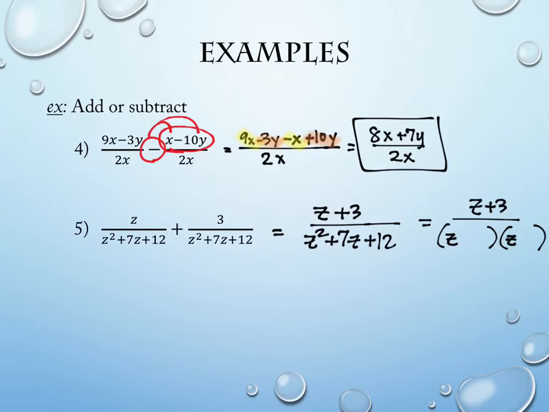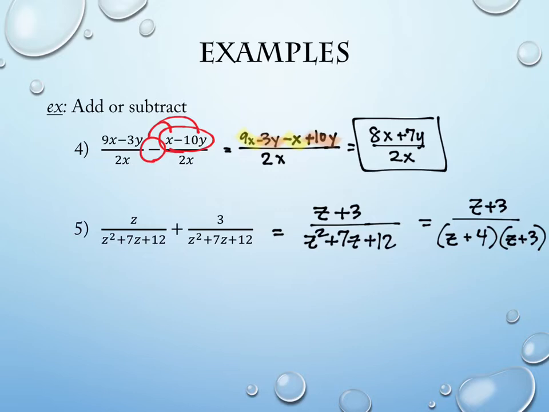Positive 12, positive 7. What are my signs first? Positive and positive. You're already answering the next question. What are my numbers? 3 and 4. 3 times 4 is 12. 3 plus 4 is 7.